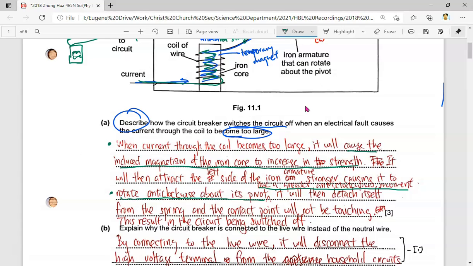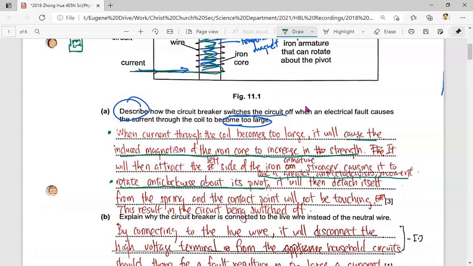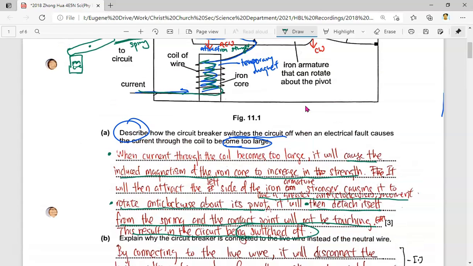Because of the greater anti-clockwise moment, it will rotate. After it has rotated anti-clockwise, what happens here? It will then detach itself from the spring and the contact point will not be touching, resulting in the circuit being switched off. This whole part is talking about the contact point being open and hence the circuit switches off. So there are actually three parts to the answer. First, induced magnetism increases in strength. Second part, we talk about the moments.